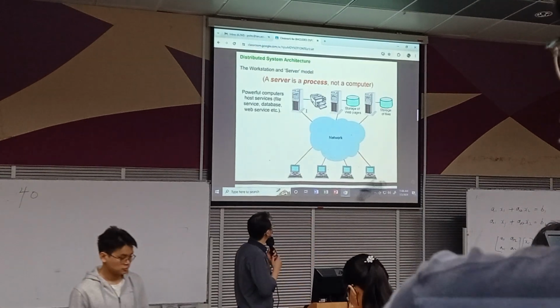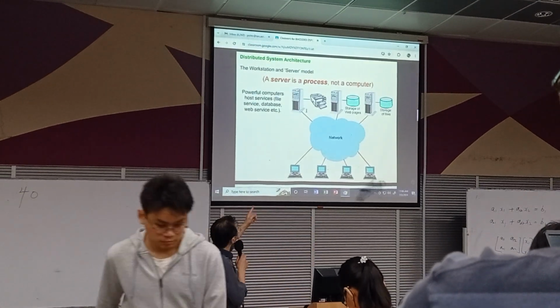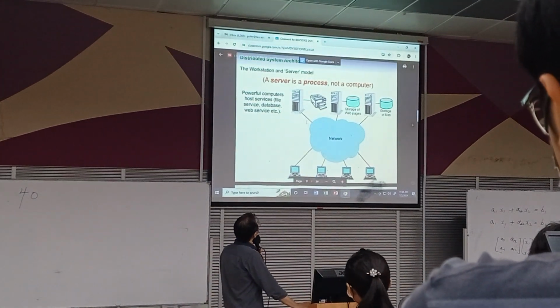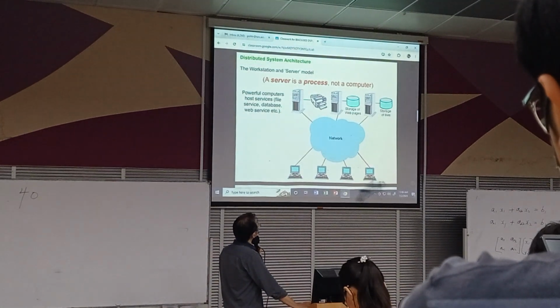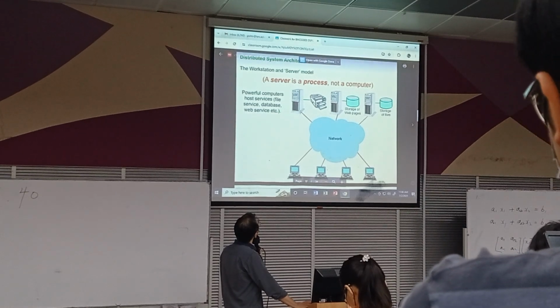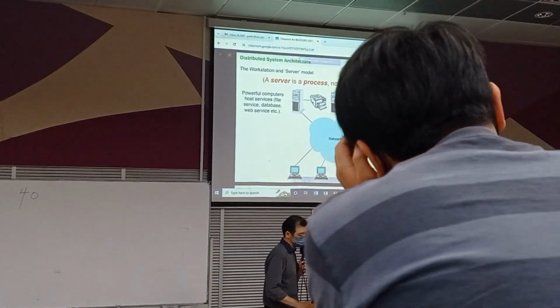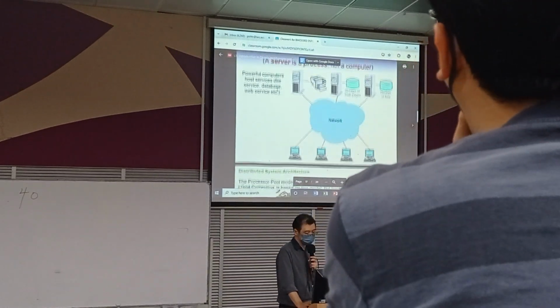Okay, this one shows you the hardware that is shared. So for example here, you have an expensive machine here, and then your storage you can share using this workstation server model, which is a loosely coupled system. Okay.